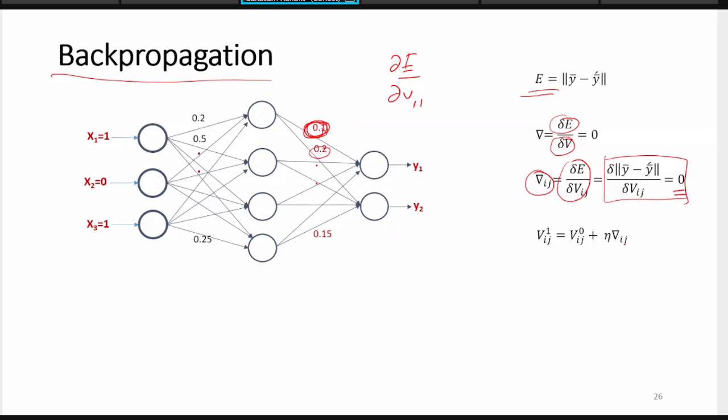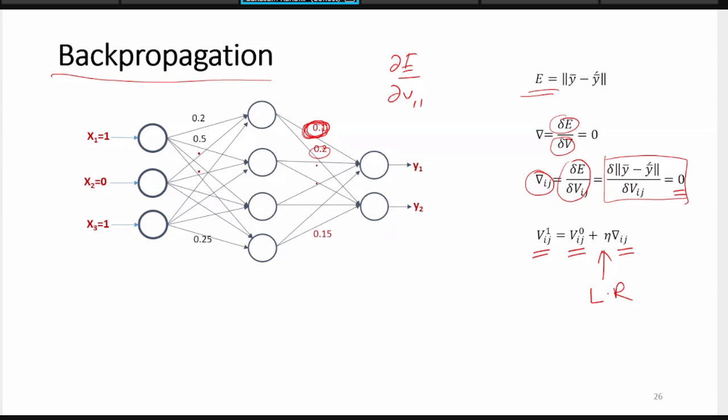So after getting this gradient, you will need to update these values. How are you going to update? This is the new value, this is the previous value, this is the gradient that you have just estimated, and this is the learning rate. The learning rate is some small number.